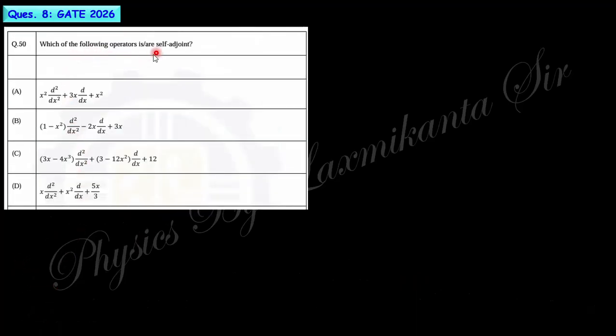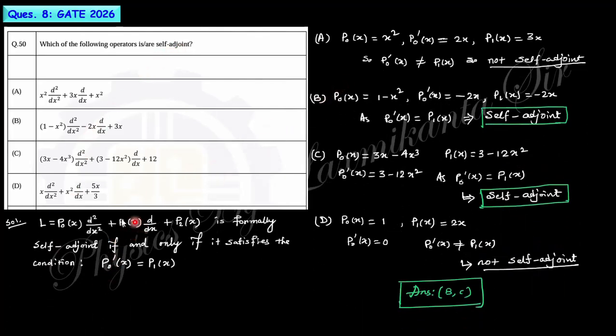Next, which of the following operators is self adjoint? For self adjoint, you know this is the differential equation, and it will be self adjoint if the derivative of p0 x equals p1 x. So just testing the options here. For the first option, p0 x is x square, p0 prime will be 2x, and p1 is 3, so these are not equal, not self adjoint. Testing the other options, you can see options B and C are self adjoint. The answer will be options B and C.